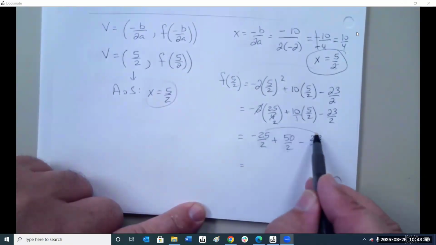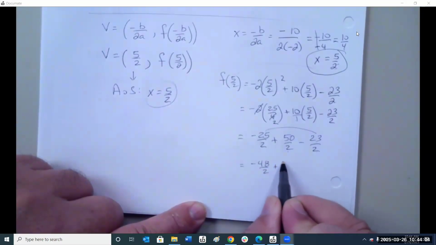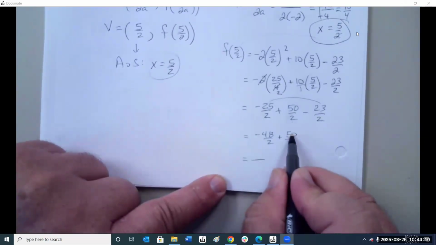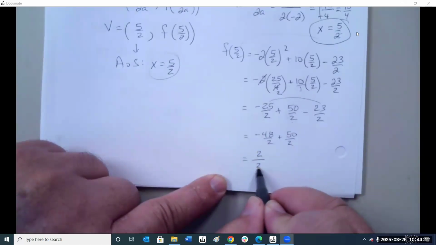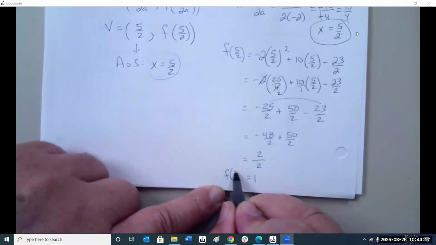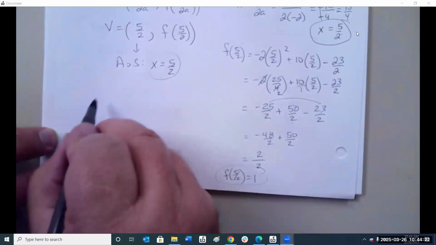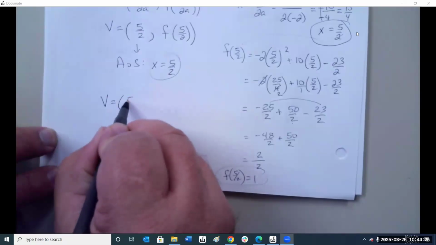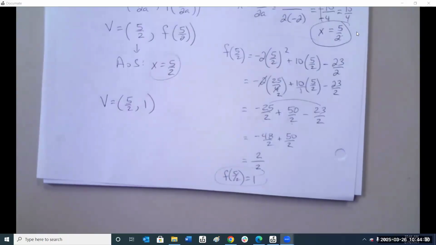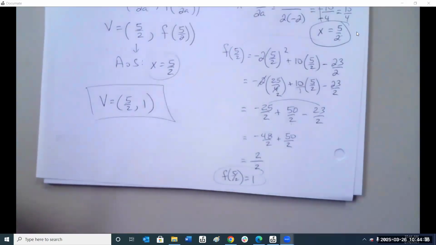So we have 25 and 23 makes it negative 48 over 2 plus 50 over 2. 50 minus 48 is 2 over 2, which equals 1. That's the y value of my vertex. So my vertex is at 5 over 2, 1.